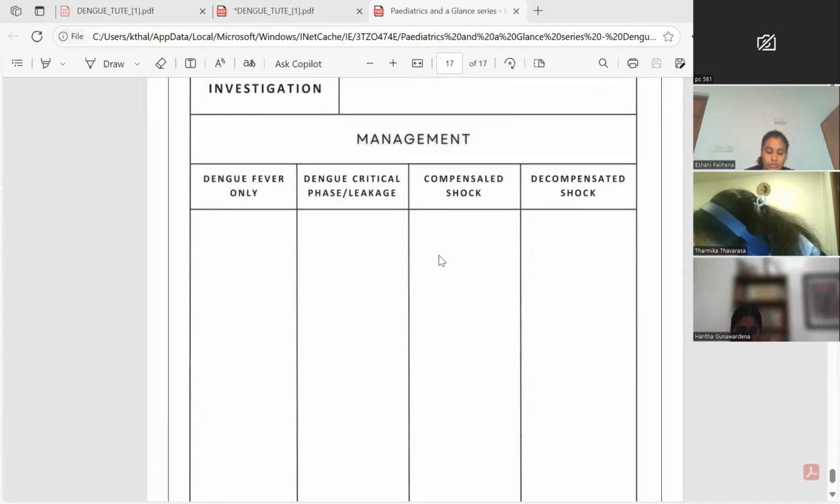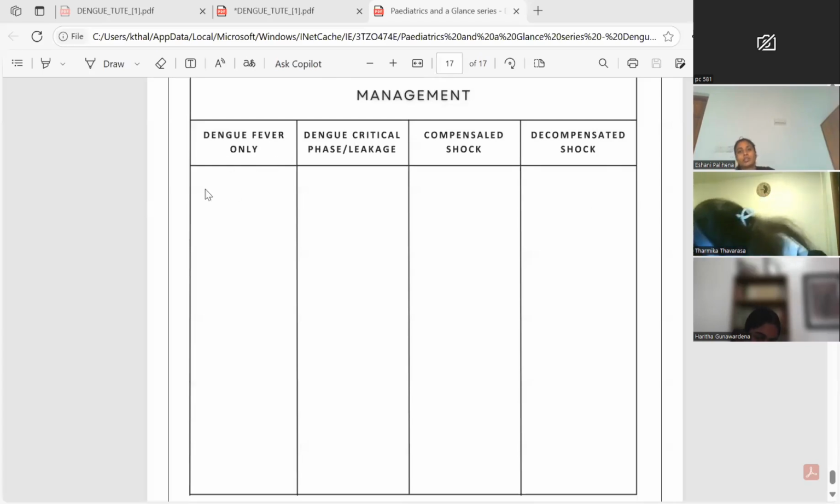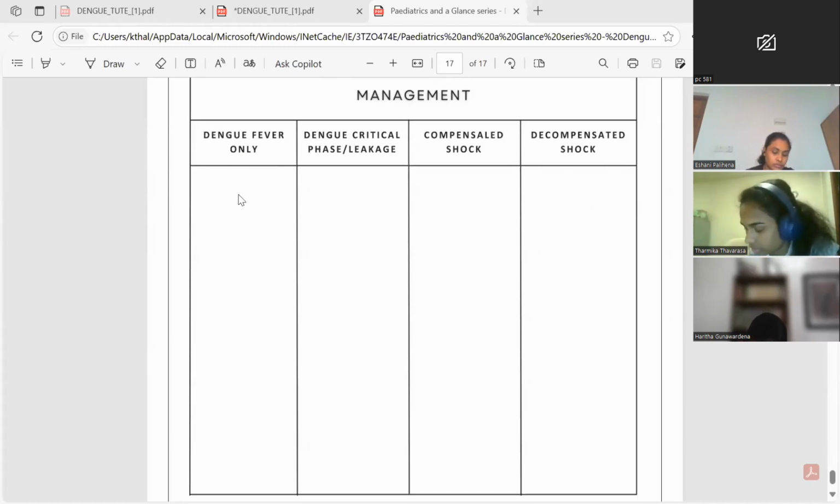Right. Now the management, short and sweet management. Dengue fever only. What is the management? Fluid maintenance over 24 hours, oral or IV. Then full blood count twice a day. You might do PCV, packed cell volume, also twice a day. Paracetamol 15 milligrams per kilo.